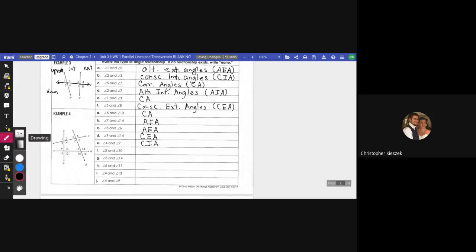Another way of looking at it too, if you're confused about which lines matter to you. Like for example, the first one we did, 5 and 13. Well, which two lines created angle 5? C and B. Which two lines help create angle 13? B and D. Well, that means A was never used. So A goes away along with all those angles. And from that, we know B was the transversal because it was the common line between the two.